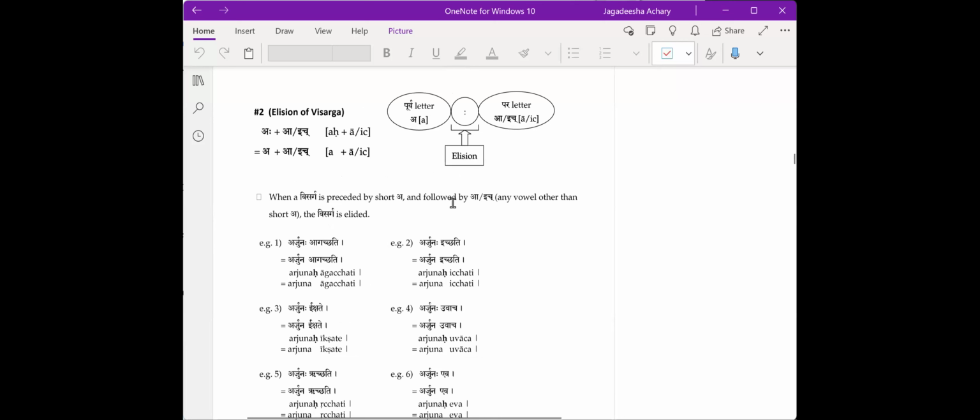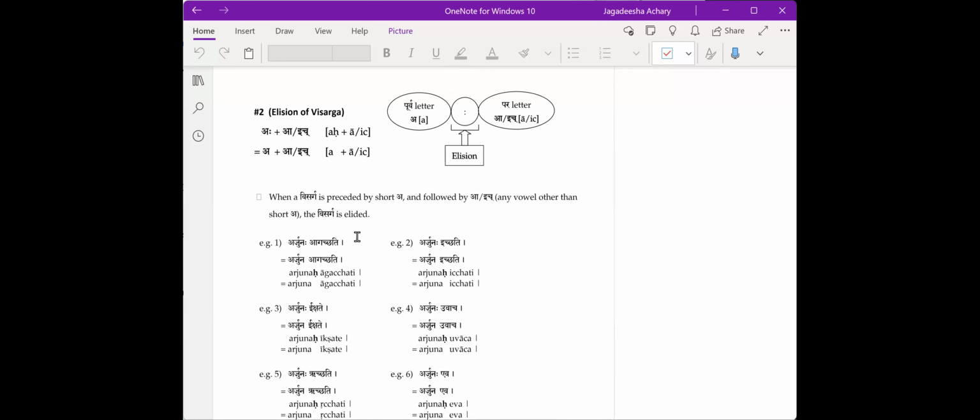That means any vowel other than short A, because short A is already covered in number 1. That is the only reason. That is why it doesn't belong in this. If that is the combination, the Visarga is elided. Elided means it is not pronounced, or we generally call it Visarga is dropped.